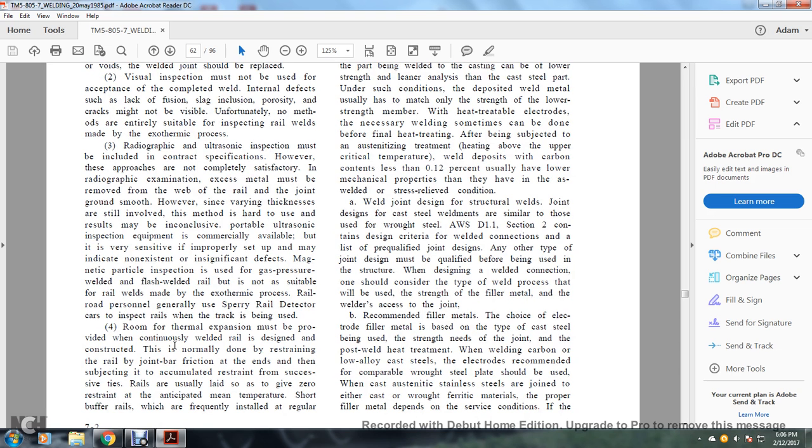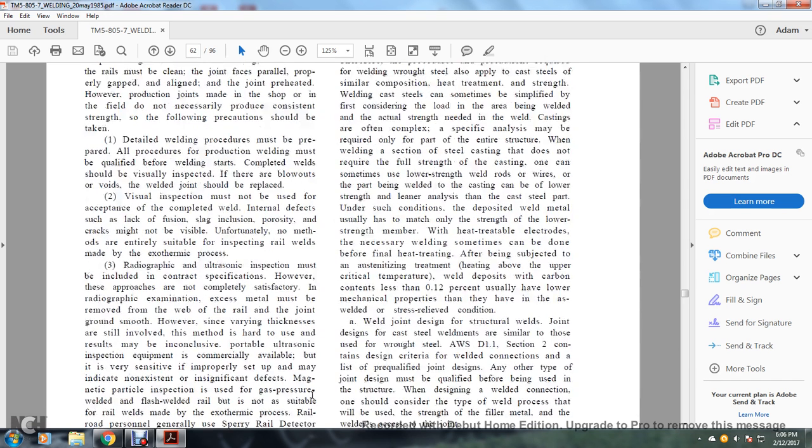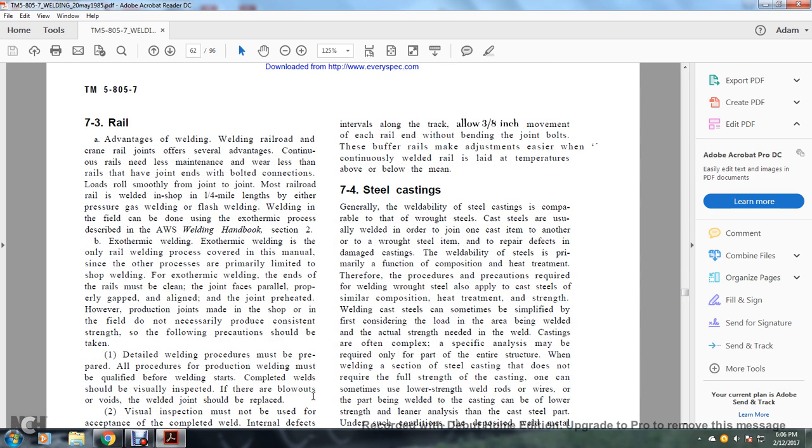4. Room for thermal expansion must be provided with continuous welded rail and is designed into the construction. This is normally done with the restraining of the rail by joint bars and friction at the ends, then subject to accumulated restraint from successive ties. The rails are usually laid so as to give zero restraint at all anticipated mean temperatures. Short buffer rails, which are frequently installed at irregular intervals along the track, allow a 3/8 of an inch movement for each rail end without bending the joint bolts. These buffer rails make adjustments easier when the continuous welded rail is laid at temperatures below the mean.